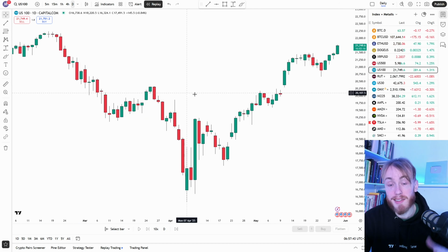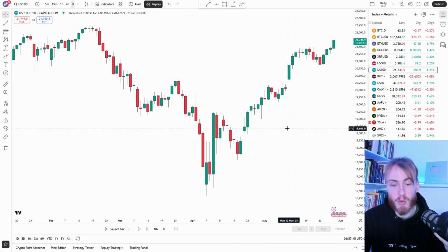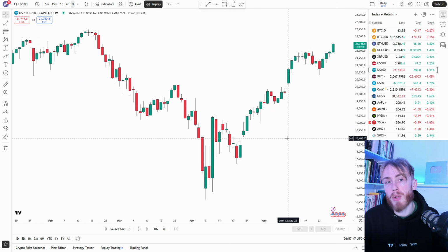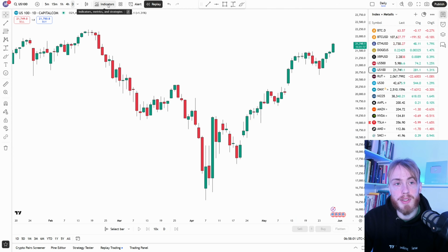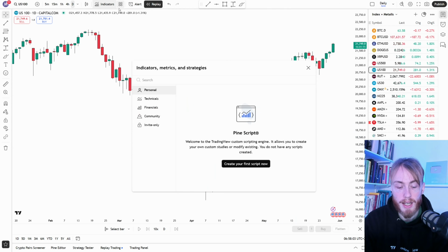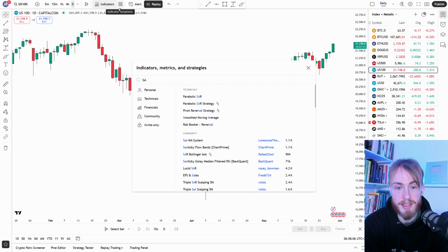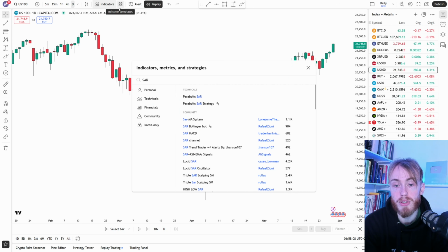Right now, I'm looking at a daily time frame on the Nasdaq 100, but you can use the Parabolic SAR on pretty much all time frames and asset classes. So you can use it on crypto, Forex, or stocks. And now to access the Parabolic SAR, you want to navigate up here to the Indicators tab in TradingView. And I think it's enough to just type SAR right here.